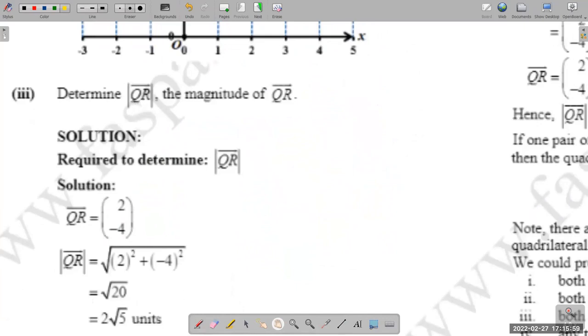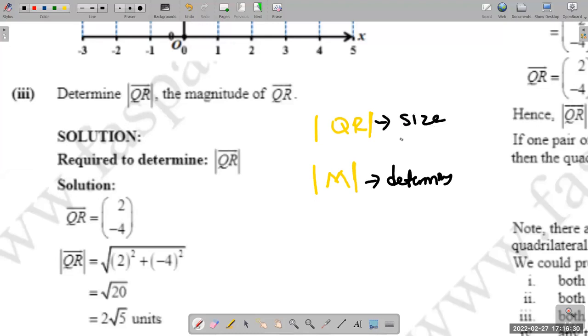Determine the magnitude of QR. Now I want to make this very clear. You realize in vectors, these two lines mean magnitude. Anybody remember what these two lines mean in matrices? Because in matrices, these two lines mean something else. So if I was to give you this in matrices, what does this mean? These two lines mean the determinant in the topic matrices, but in vectors, it means the size or the length.